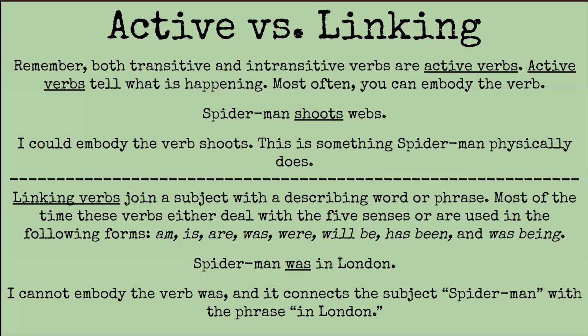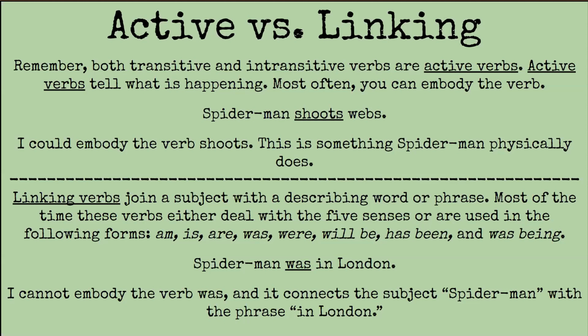Both transitive and intransitive verbs, which we just went over, are active verbs. So if you see a transitive or intransitive verb in a sentence, it's active. It's telling what is happening. Whether it has an object or not, it's happening. Most often when we're talking about an active verb, we can embody it. I could get up and I could act it out. That really helps me know if it's an active or linking verb.